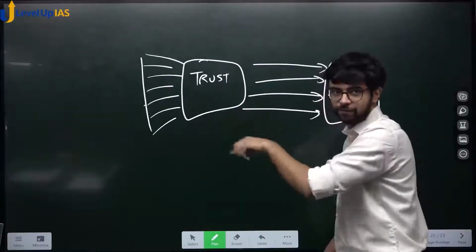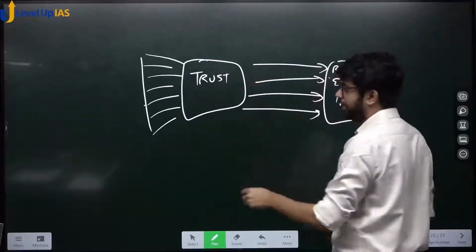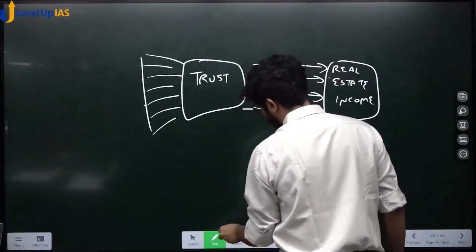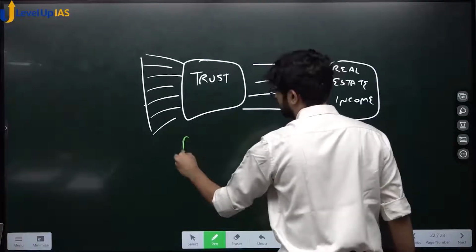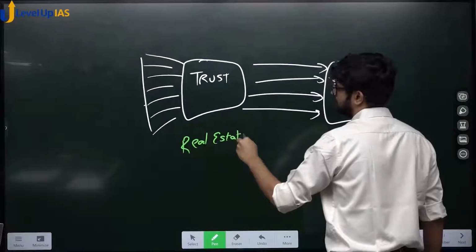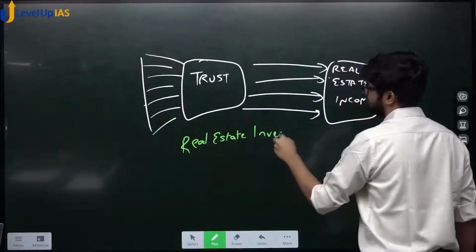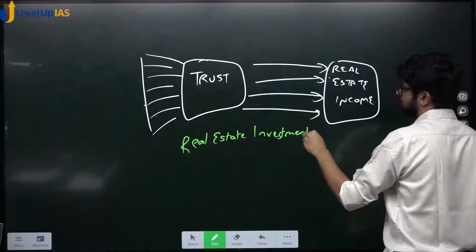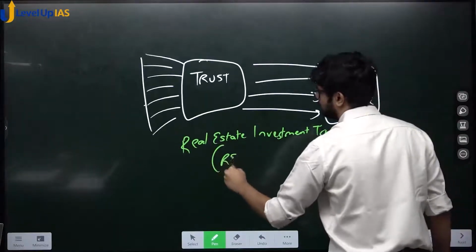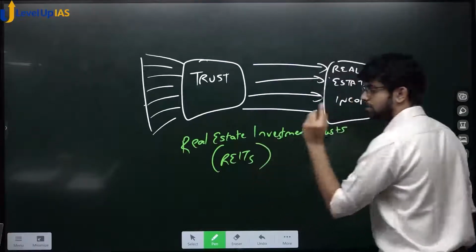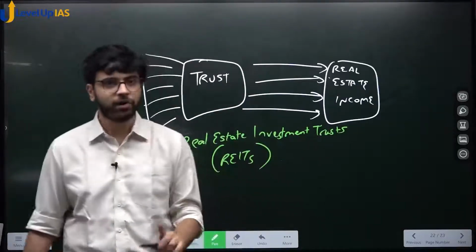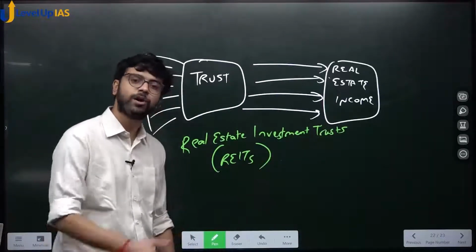These type of trusts or these type of vehicles are called as, see this. English. This was brought in 2014 in India. It was not earlier, it did not exist earlier. This was brought in 2014.